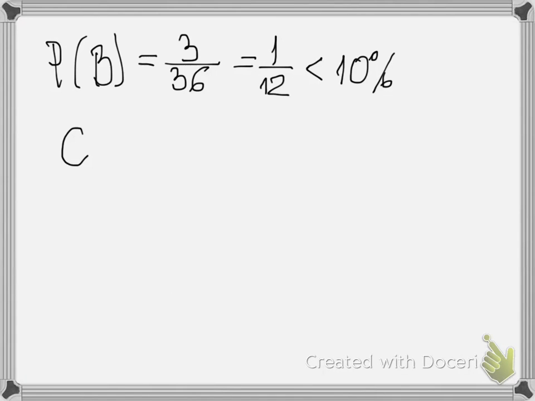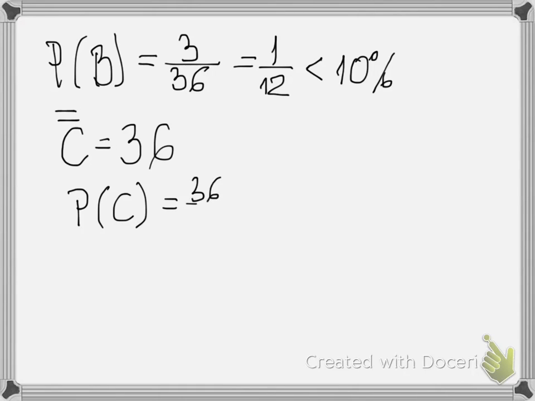So that means that the power of the set C is 36, because the number of elements in this set is 36. So the probability of the event C is 36 divided by 36, which is 1. That means that it is a certain event. And that's it. That's how the probability works, and you need to admit that it's quite simple.